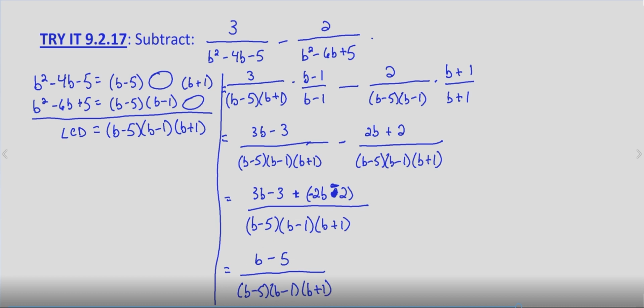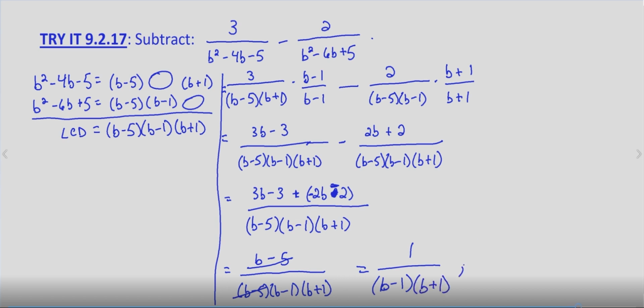And if you'll notice, the b minus 5's cancel, and we are left with 1 over b minus 1 times, I'm going to rewrite that just a little bit more neatly here. So b minus 1 times b plus 1.